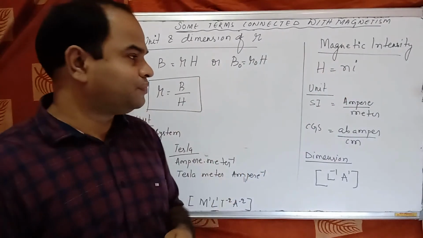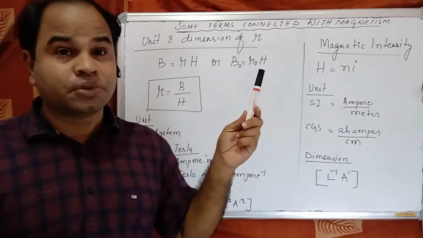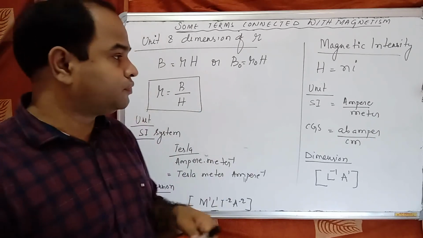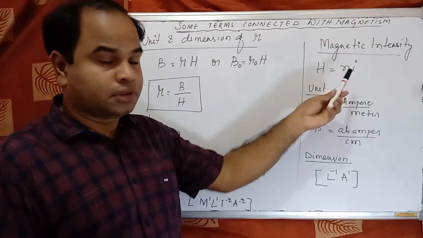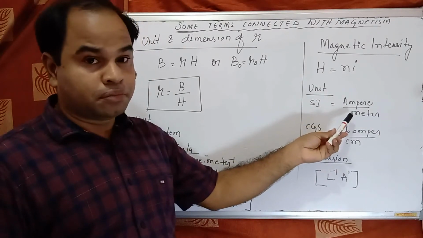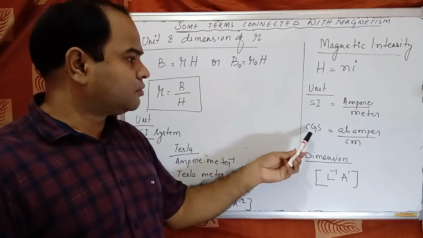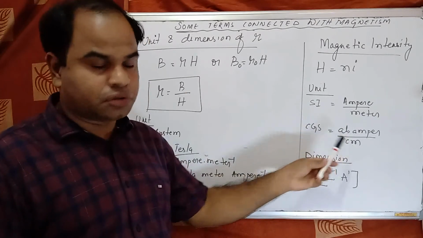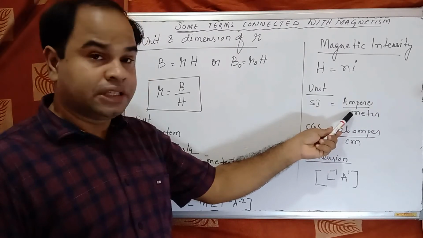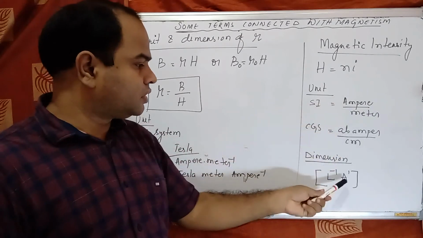We have left out the unit and dimension of magnetic intensity. Magnetic intensity H is equal to n into I, where n is the number of turns per unit length, whose unit is meter inverse, and the unit of I is ampere. So in the SI system the unit of H is ampere by meter or ampere meter inverse. In the CGS system it is ampere by cm. The dimension is length inverse and ampere.